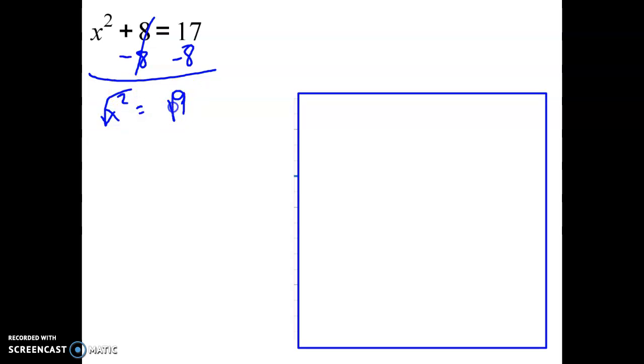Take the square root of both sides. Don't forget to write your plus and minus, two solutions. So I get x equals, bring down my plus and minus, and the square root of 9, that's one we might have memorized. 3 times 3 is 9. So x equals plus and minus 3.